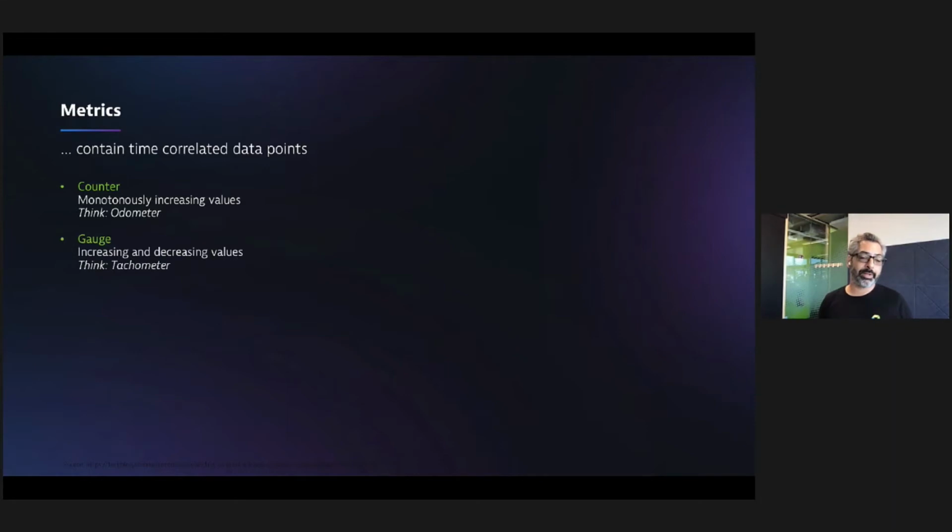Then we have gauges. Gauges are increasing and decreasing values. So that's your tachometer in the car. And then we have histograms. These are groups of values that are kind of grouped into buckets.